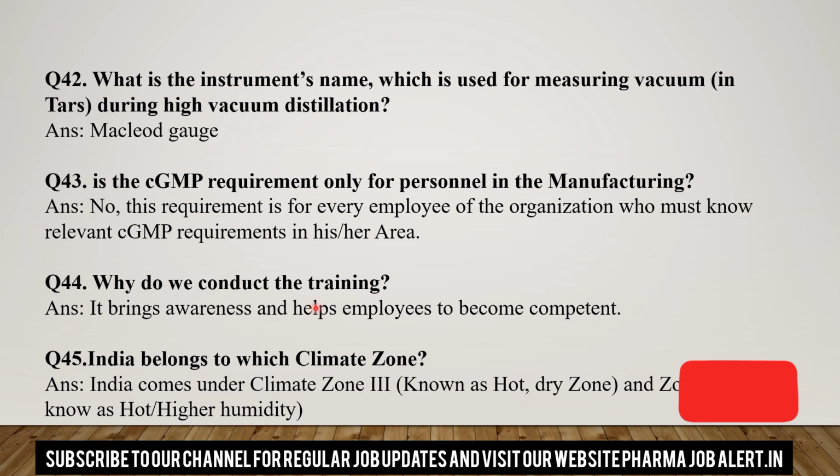So why do we conduct the trainings? Friends, trainings are conducted to bring awareness and help employees become competent. So which climate zone does India belong to? Friends, India comes under climate zone 3, hot and dry zone, and climate zone 4B, hot and humid zone.